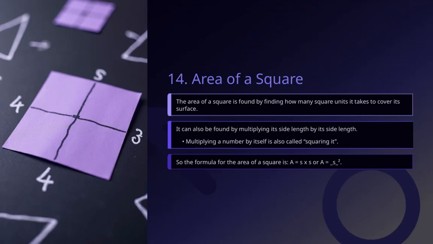Now, let's talk about the area of a square. The area is essentially how many square units it takes to cover the entire surface of the square. Think of it as measuring how much space the square occupies.